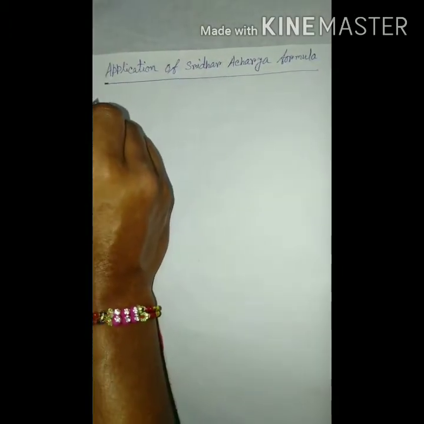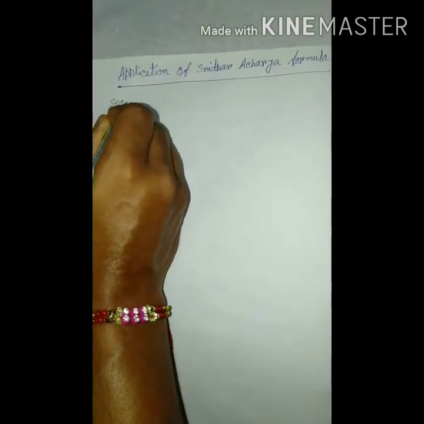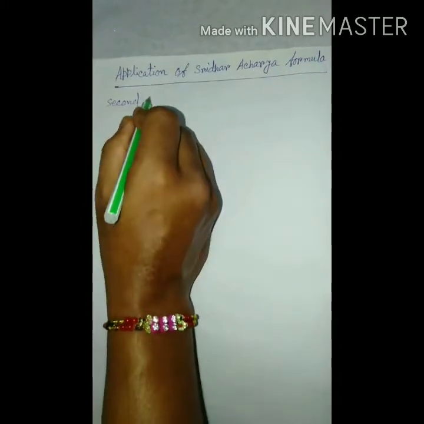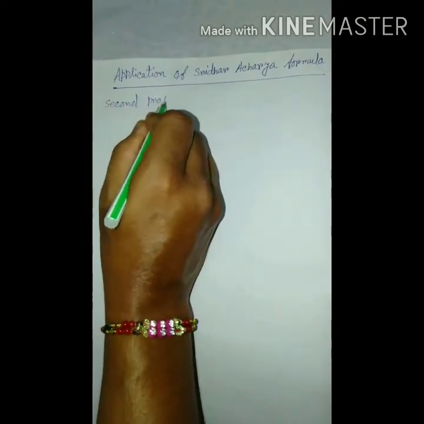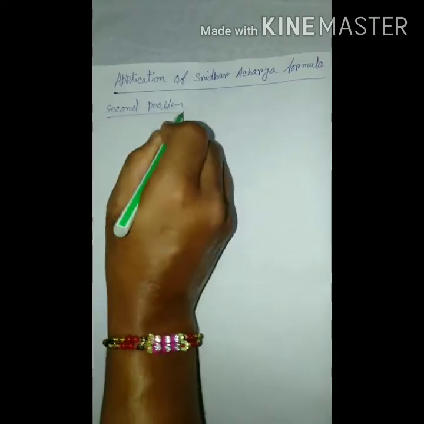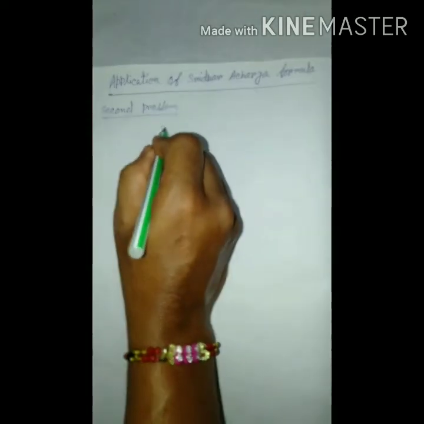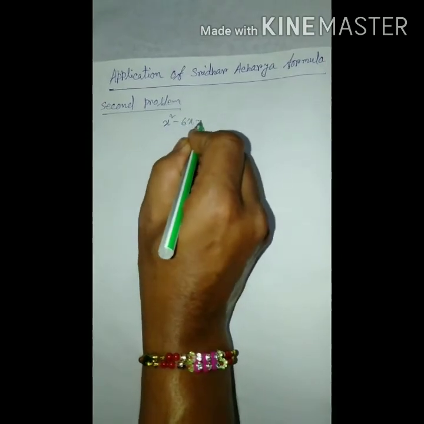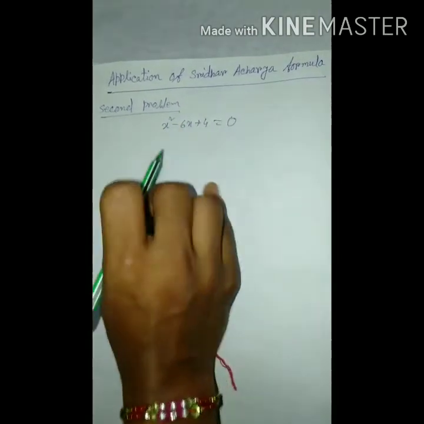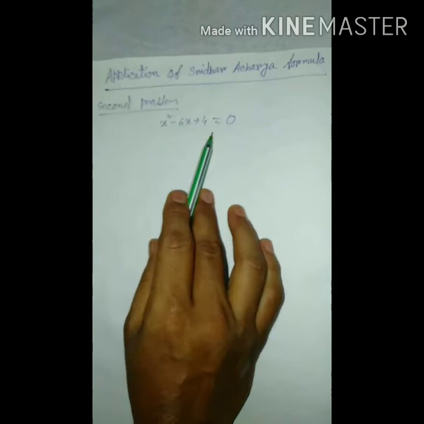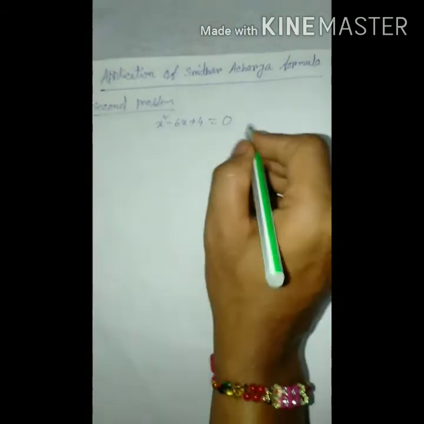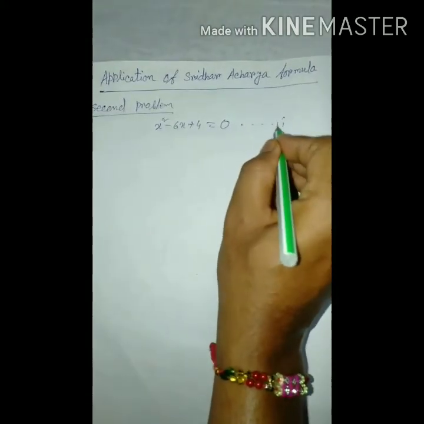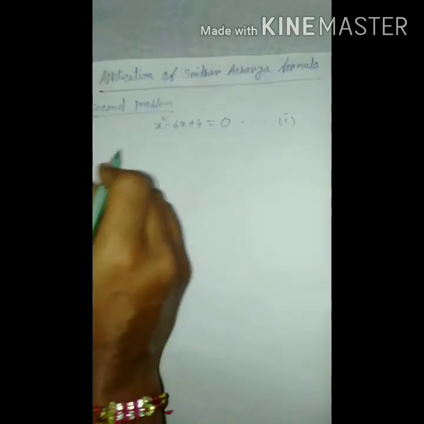Now, second problem. X square minus 6x plus 4 is equal to 0. This is another quadratic equation. Equation number 1.